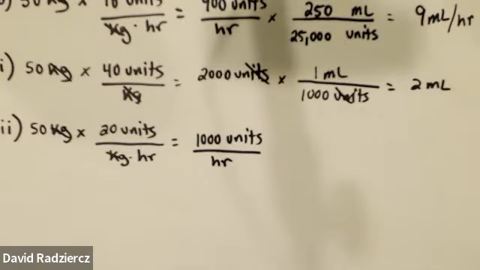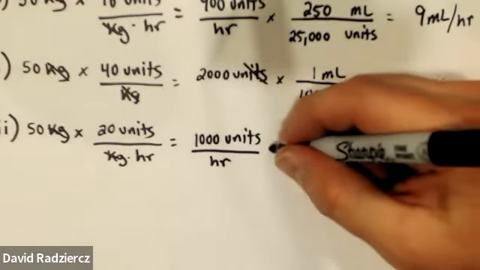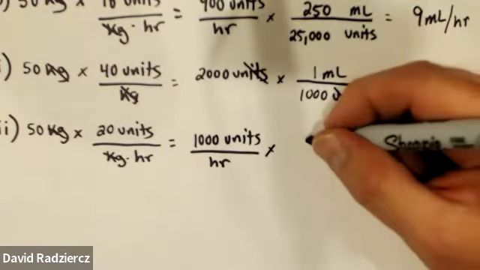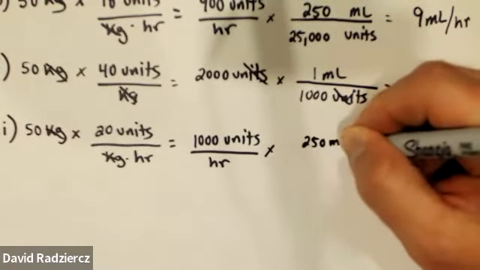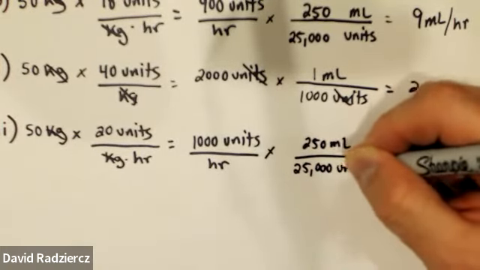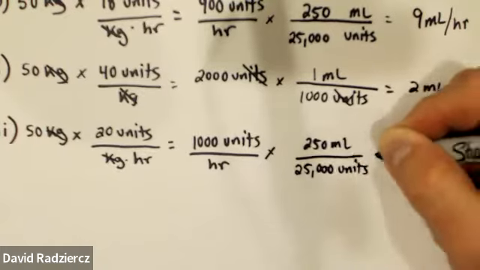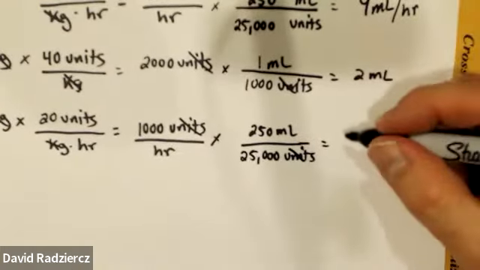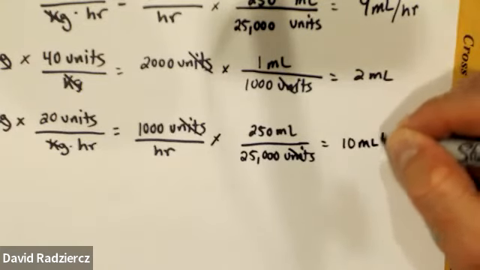Convert that to milliliters per hour, same as question 22. Then we're going to use that same 250 ml over the 25,000 units. And if you remember, I told you that's the same thing as 1 over 100. And that'll give me 10 milliliters per hour.